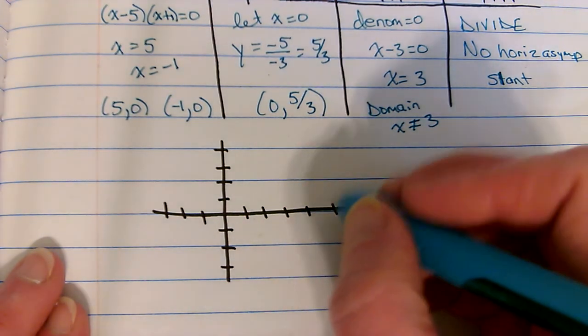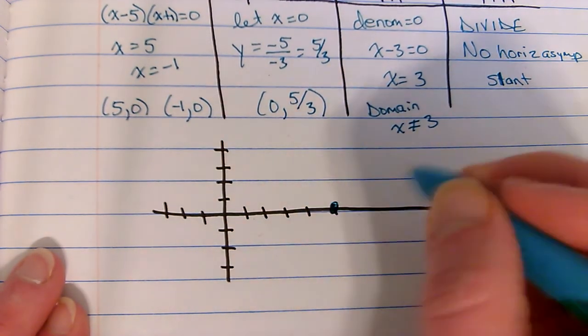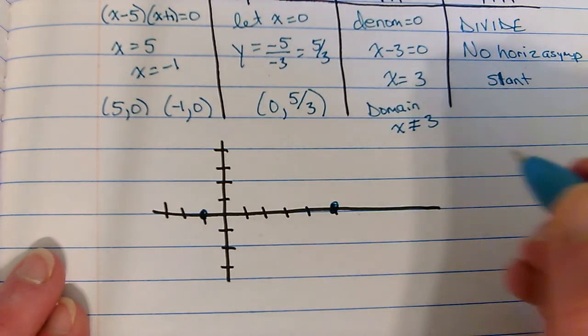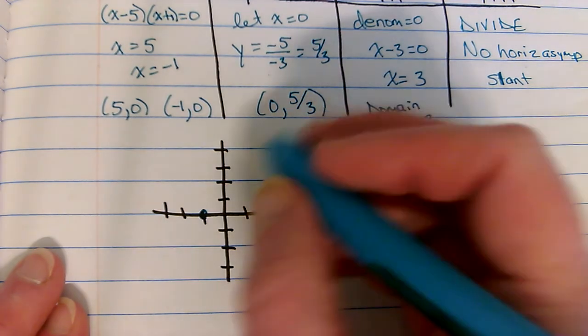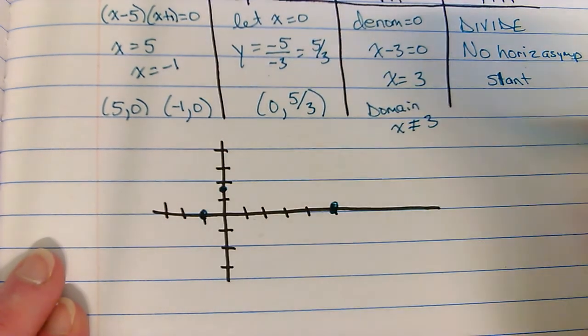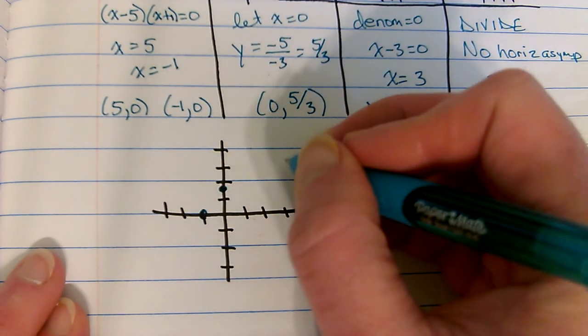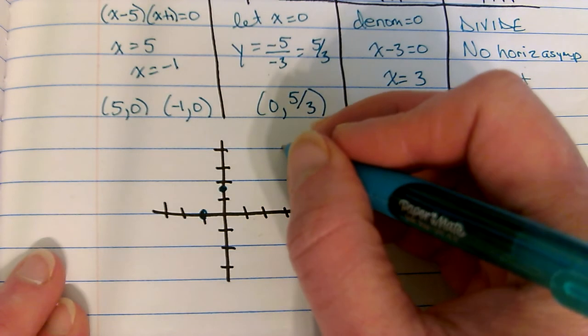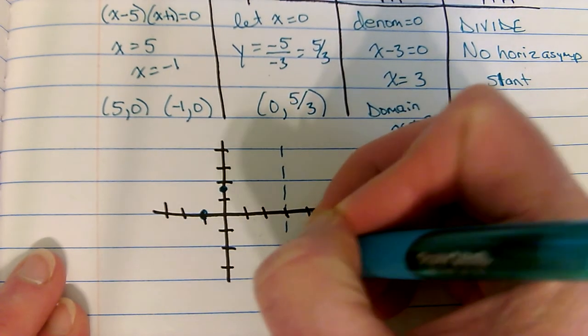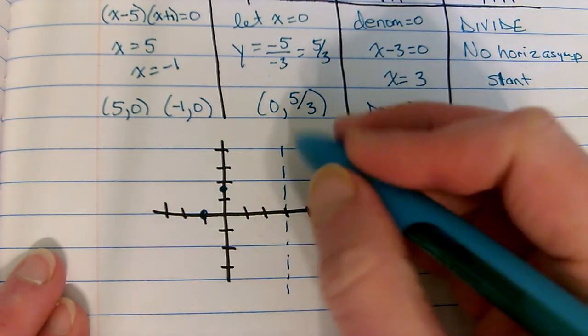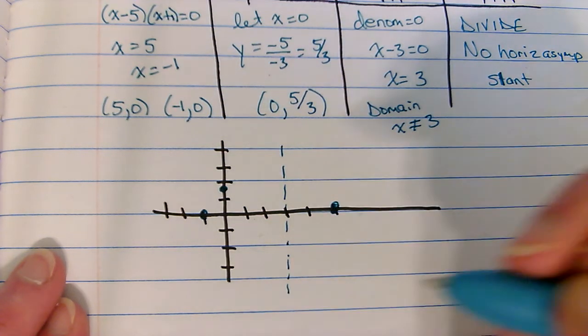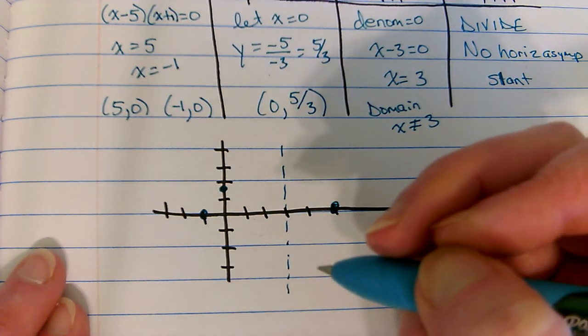Alright, so 1, 2, 3, 4, 5. I've got an x-intercept here. I got another one here. 5/3, that's almost at a 2. Vertical asymptote is at 3. So it's still a strict vertical asymptote. It's not going to cross that.